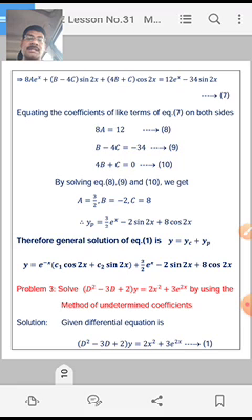Therefore, the general solution is y is equal to yc plus yp. Therefore, y is equal to e power minus x (c1 cos 2x plus c2 sin 2x) plus 3 by 2 e power x minus 2 sin 2x plus 8 cos 2x.